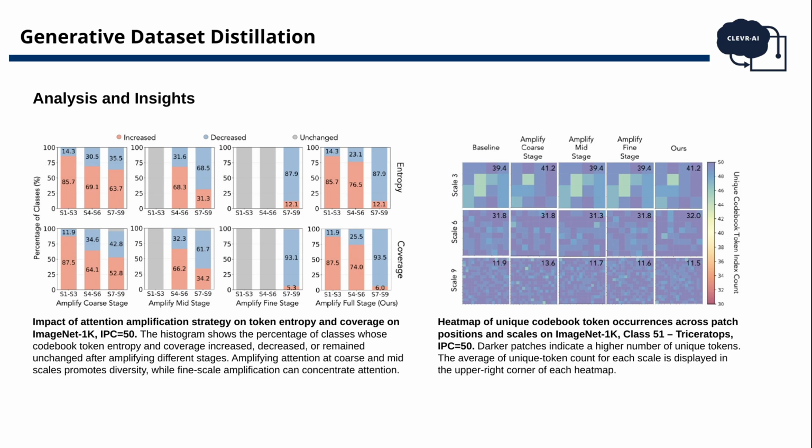Finally, the analysis explains why the method works. Amplifying coarse and middle scales increases token diversity and coverage, which supports varied object layouts. At fine scales, amplification concentrates token usage, focusing capacity on object-related details. Together, these effects show that hierarchical semantics matter for dataset distillation. HIERAMP turns that insight into a simple, efficient generation strategy for compact yet effective synthetic datasets.